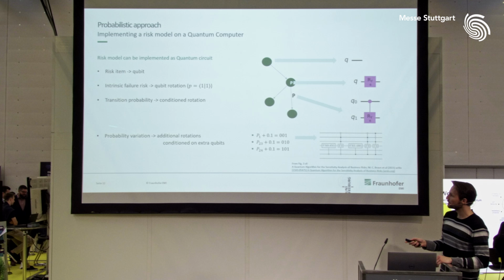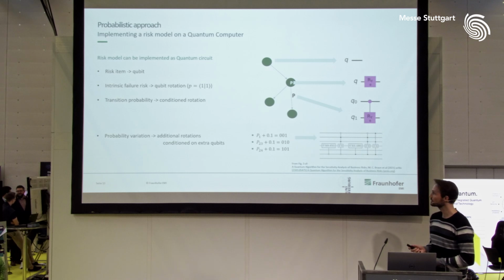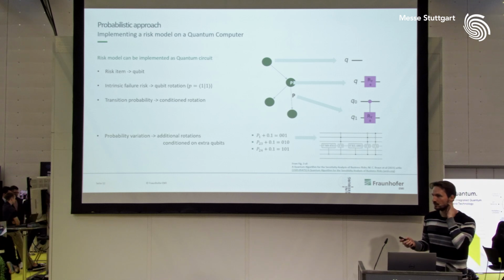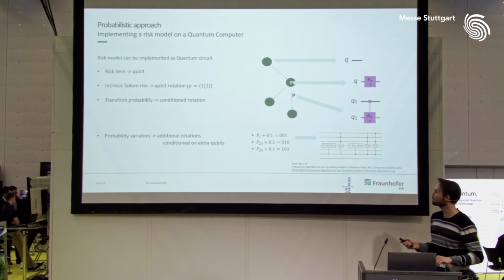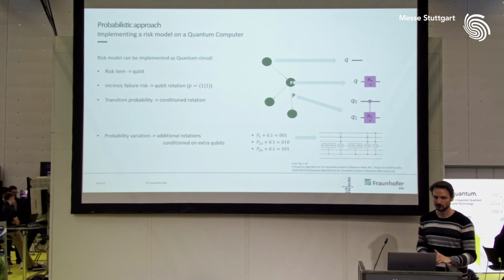And to make it a variational problem, we can add some additional qubits, and from their specific state, we can make some conditioned rotations again. So these rotations now depend just on the state of these qubits, so that we can encode different variations of our probability setup. And with just these few steps, we could now already do Monte Carlo simulations of the same system as before.